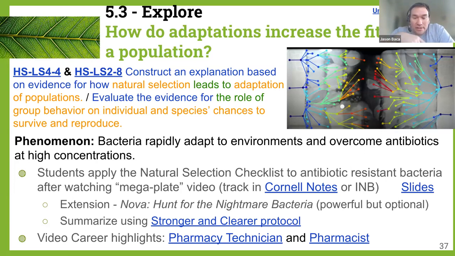It's 1,000 times more deadly to the bacteria than the outside, and so they are actually able to get that antibiotic resistance. If you've ever seen the video Nova Hunt for the Nightmare Bacteria, I wouldn't say it's hard to watch, but it's definitely an emotional movie, especially at the beginning. It ends fairly well, so you can bank on that. But still, it talks about how, because we've been using antibiotics for so long, they're losing their virility. They no longer function.